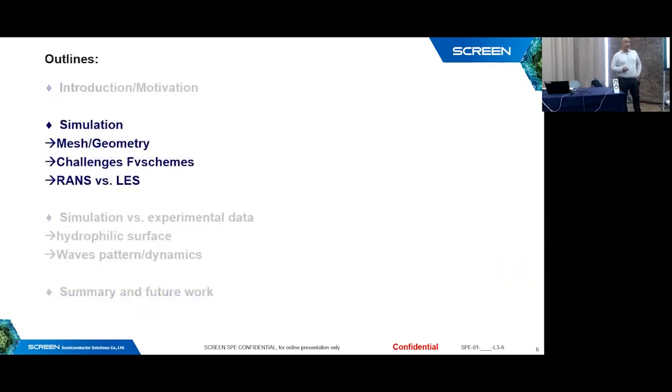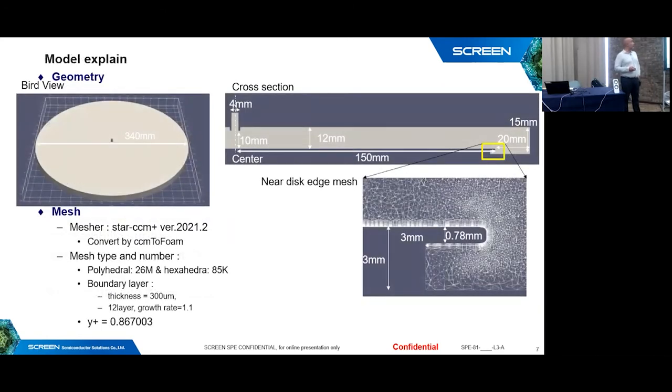So the simulation. Here is the mesh, the design of our system. It looks easy. I mean, you have a disk of about 340 millimeter. The standard size of a wafer in the semiconductor industry is 300 millimeter.